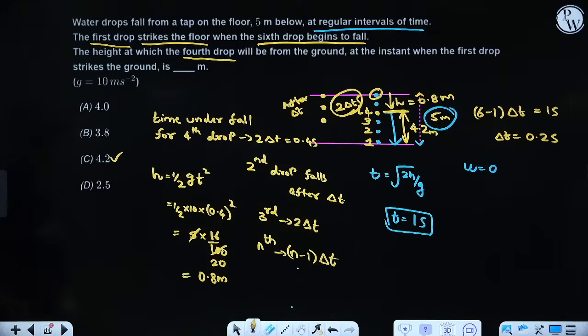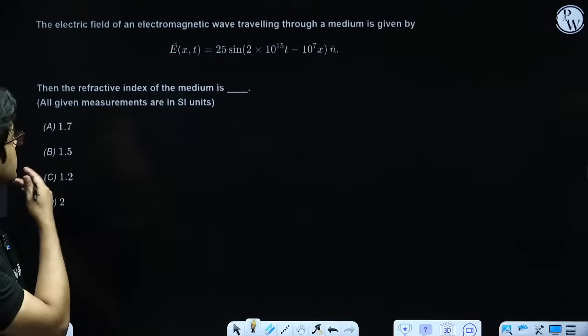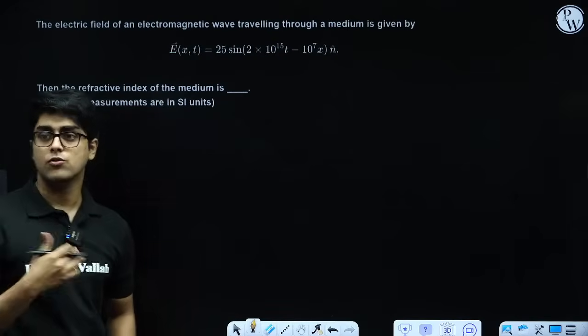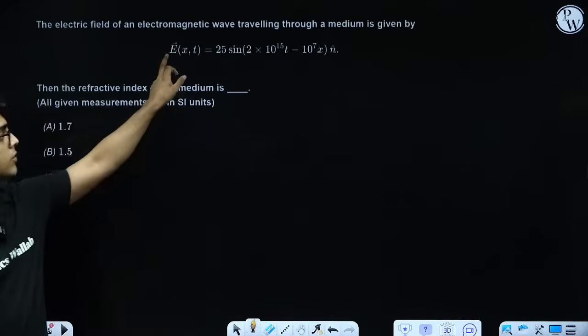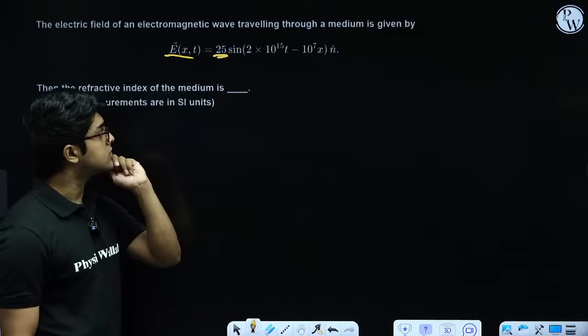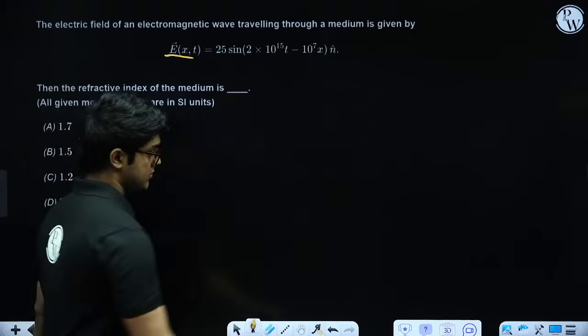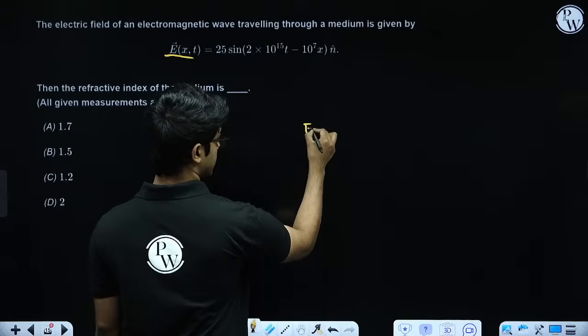Okay, so let's move on. Now we have an electromagnetic wave. All right, so for electromagnetic waves, the electric field is given. So typically it will be of the form something like this. It will have an E naught, which is a magnitude, and sine of omega t minus kx, right? So the form is something like this.